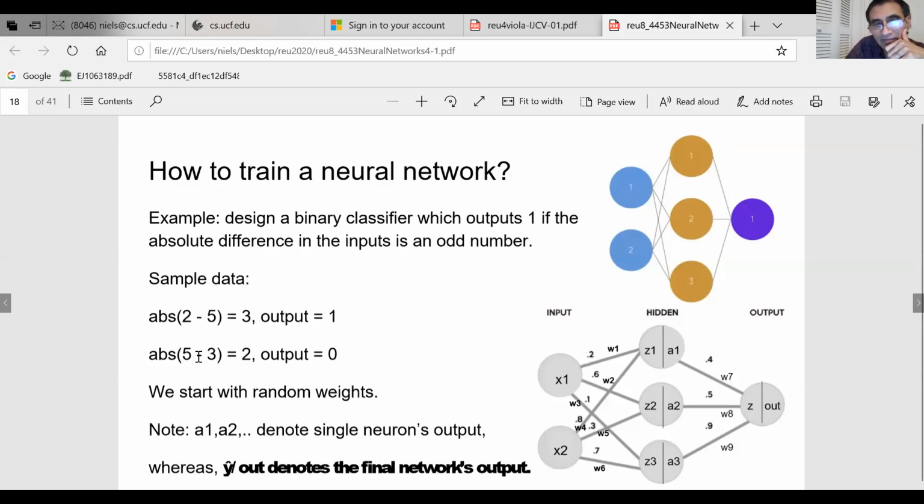If on the other hand you started with a 5 and a 3, then you know your gap between those numbers is a 2. So that's an even number, so you want your final output to be 0. So depending on which pair of numbers I put in here as x1 and x2, I should expect to get either a 1 or a 0 out here, right? Is that process kind of clear? That's what I'd be trying to do. Okay, so now we're ready to actually go ahead and try to make it happen.